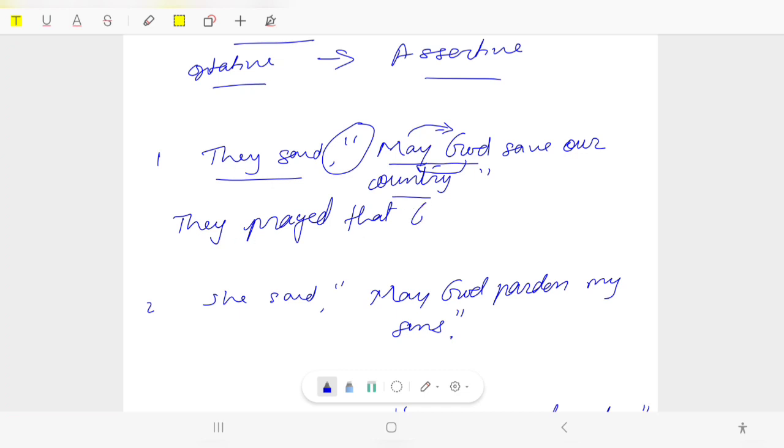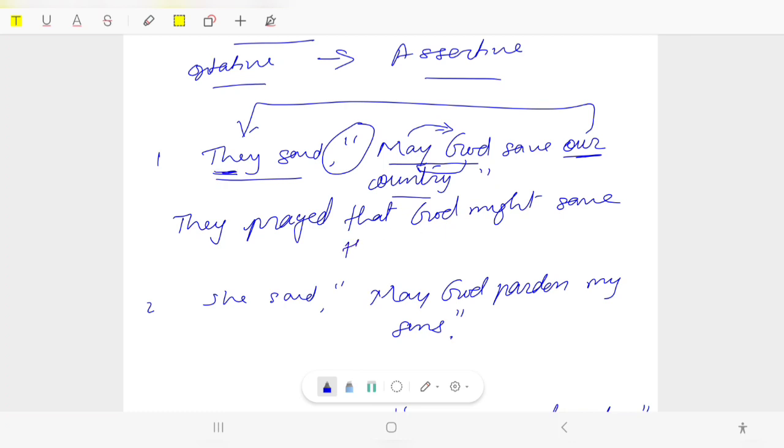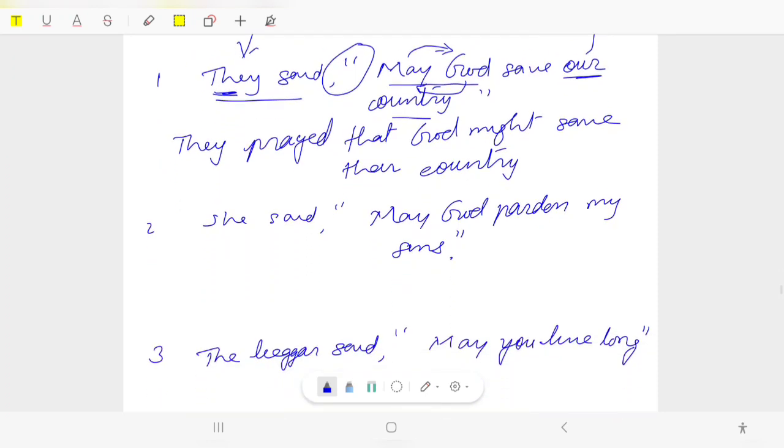They prayed that God might. May will change into might, tense will be changed as we discussed earlier, that God might save our first person. So it will be according to subject, and subject is they. It is possessive form, so possessive form of they is their. They prayed that God might save their country. Have a look at next example.